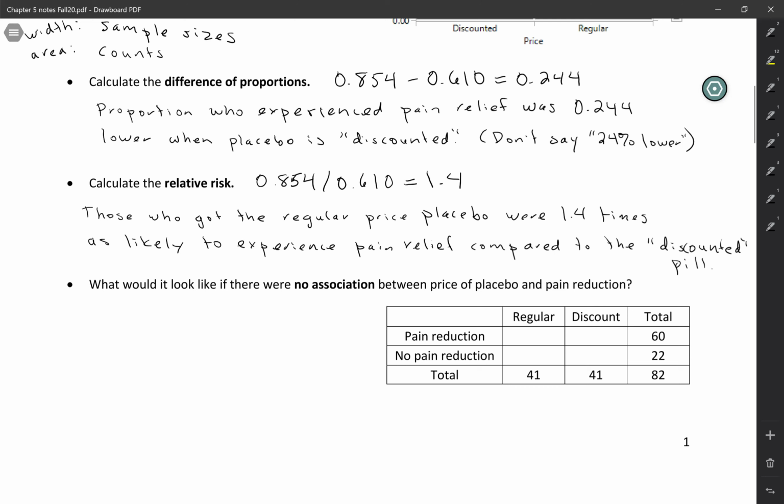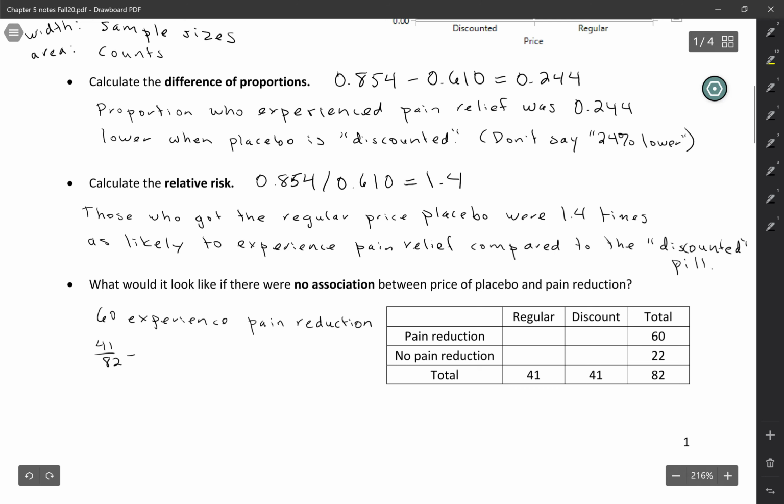So there's definitely more than one way to think this through, but you may notice that 60 of the people in the sample experienced pain reduction. So if you think about it as successes and failures, we have 60 successes and 22 failures here. And you also notice that the sample sizes are the same. So you have 41 out of 82, which is 1/2 in each group. Since the sample sizes are the same, if there were no association, then you would expect those that experience pain reduction to be evenly divided between the two groups, right? You would expect half of those people in each group.